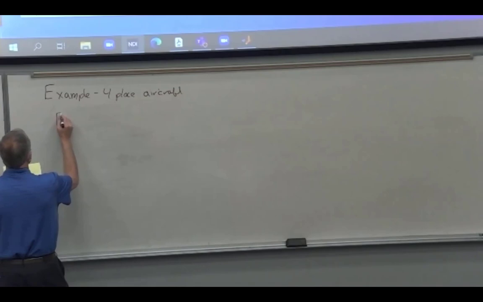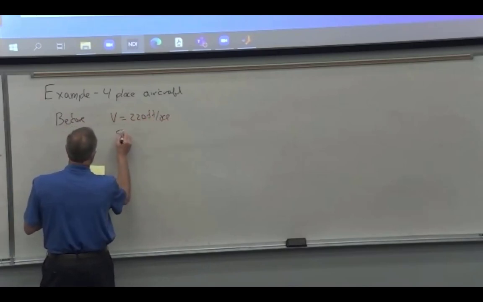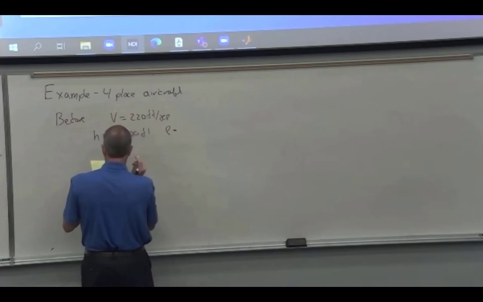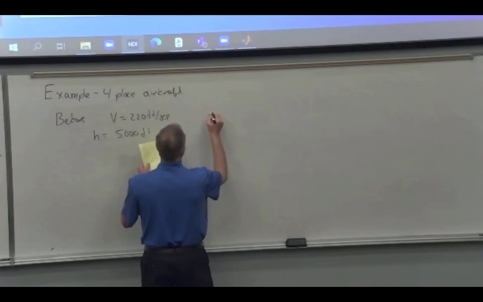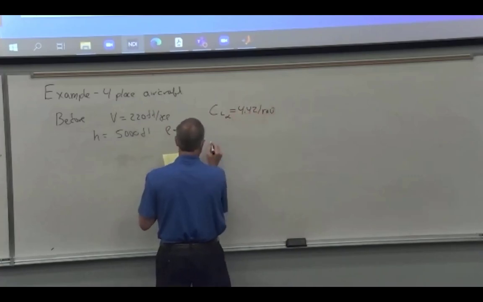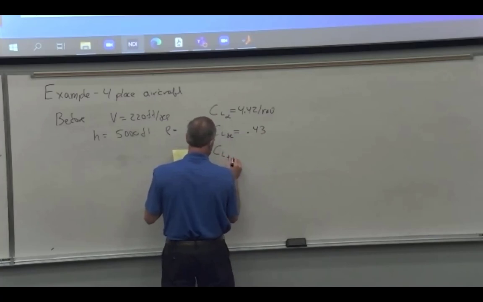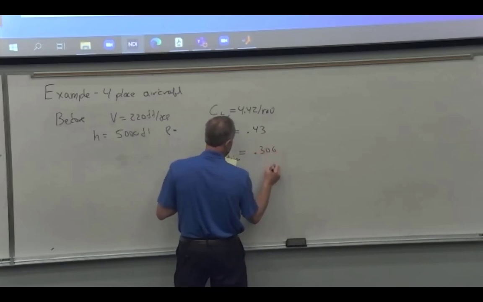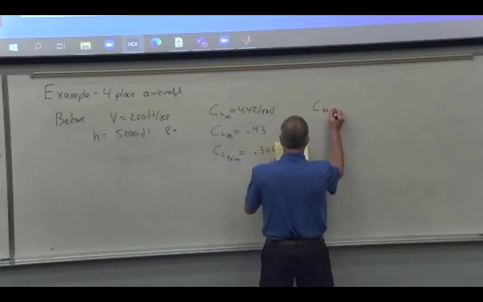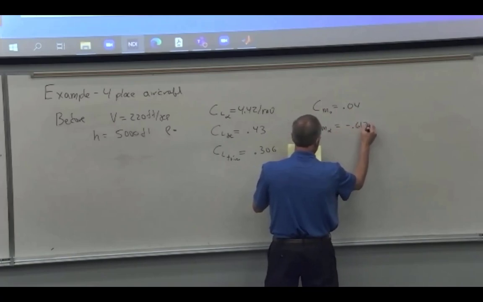So from before, we had the information about our flight condition. We were at 5,000 feet, and we had the air density. I don't have it written down here, but we had calculated it, or we had calculated the dynamic pressure, and we had CL alpha, which is A, of 4.42 per radian. This is where we calculated CL trim, which is the weight divided by Q infinity S. And then we had the pitching moment data: CM0 was 0.04, CM alpha minus 0.6136.